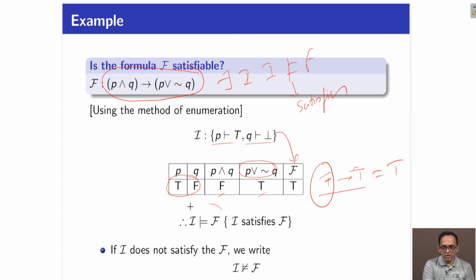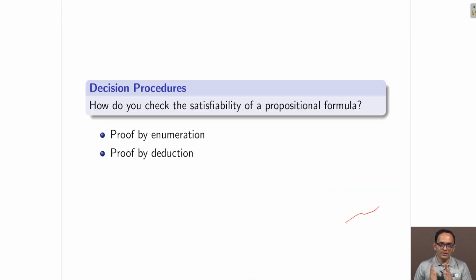So under this interpretation the formula is satisfiable. And this is how we denote it. I have already talked about this: whenever some interpretation satisfies the formula, I will write it this way, and when it does not satisfy, meaning under this interpretation the formula is false, then I will write it this way.